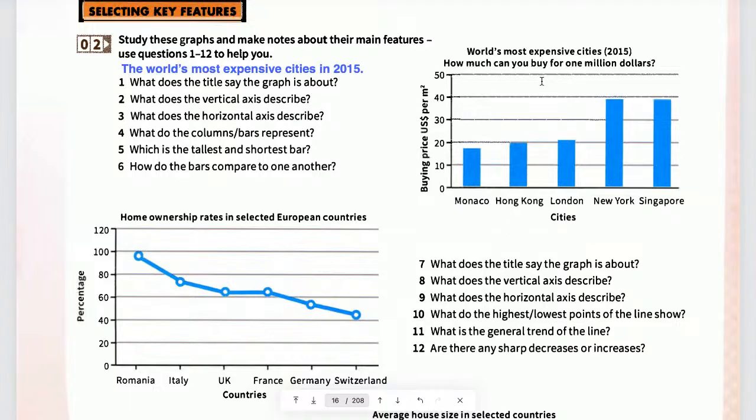Because here, guys, right below the main title, World's Most Expensive Cities 2015, you see right below that, they say, how much can you buy for $1 million? Okay? And here they say buying price US dollars per square meter. That means that is the amount of money you have to pay to get 1 square meter.